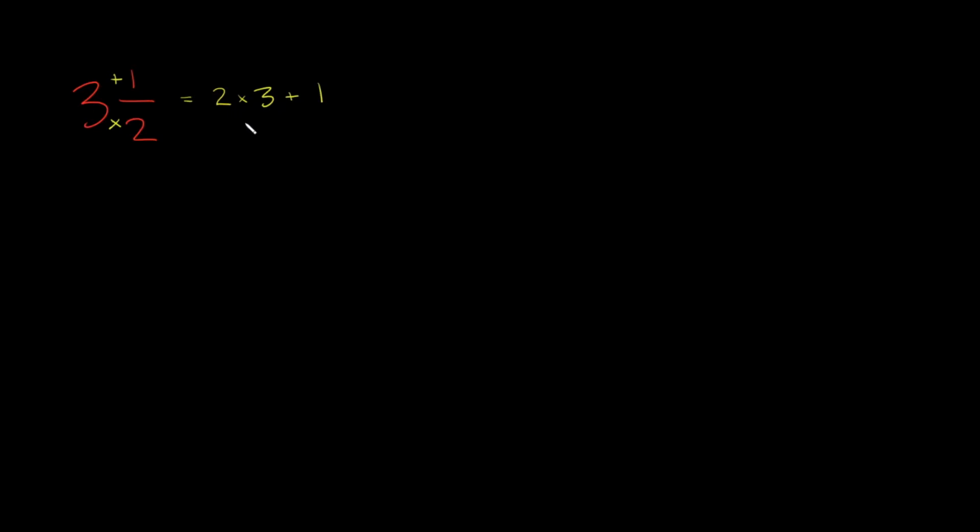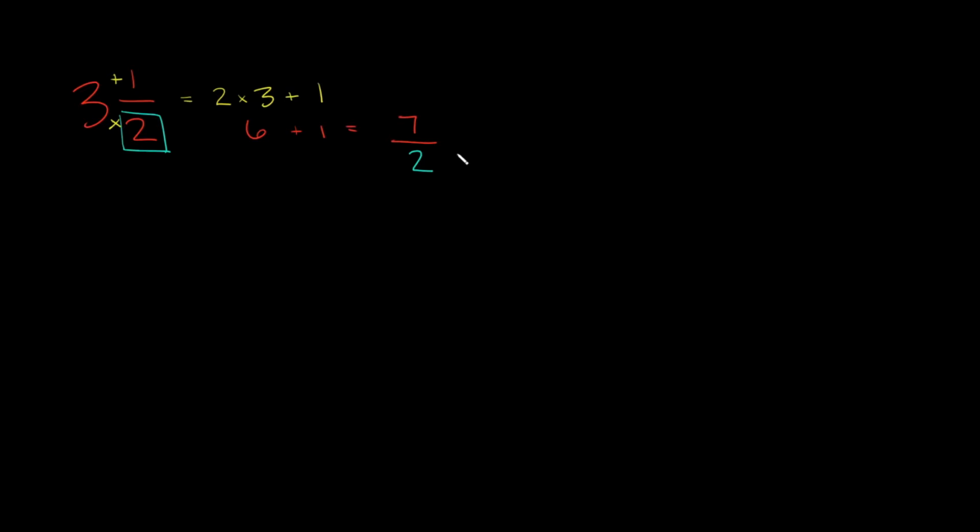Okay, so what's 2 times 3? 6, right? And then we have plus 1, right? So 6 plus 1 is equal to 7. Okay, so 7 is going to be your numerator. So what's going to go down here in your denominator? Well, whatever you had in your denominator over here is the same denominator you're going to have over here. So 3 1/2 is equal to 7 over 2.